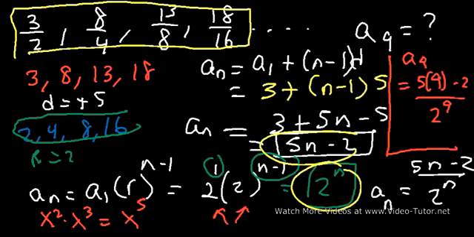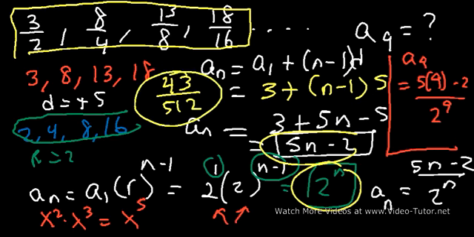So 5 times 9 is 45, and 45 minus 2 is 43. And if you use your calculator, 2 raised to the 9th power is 512. So the 9th term is 43 over 512. And that's how you can figure it out.